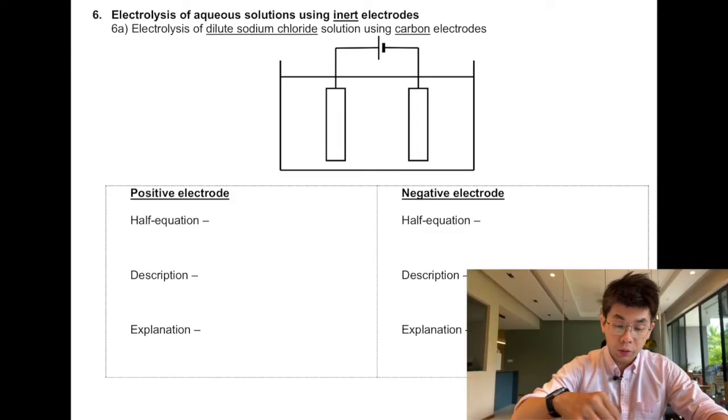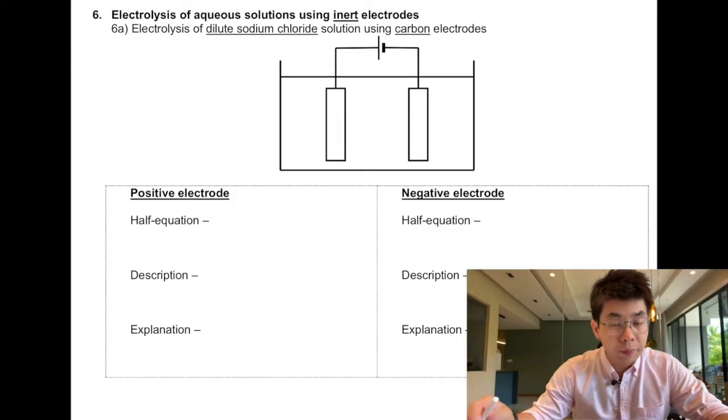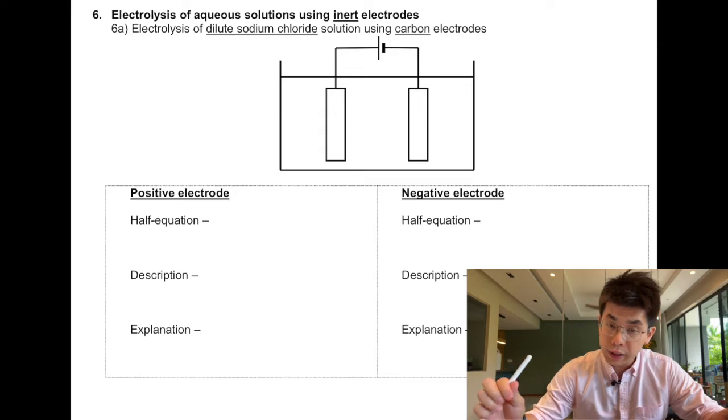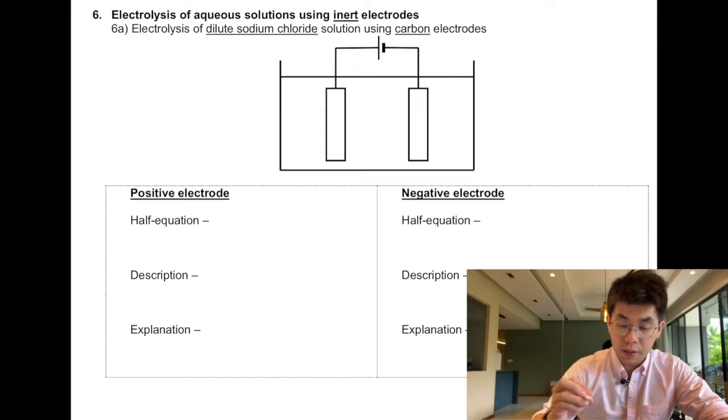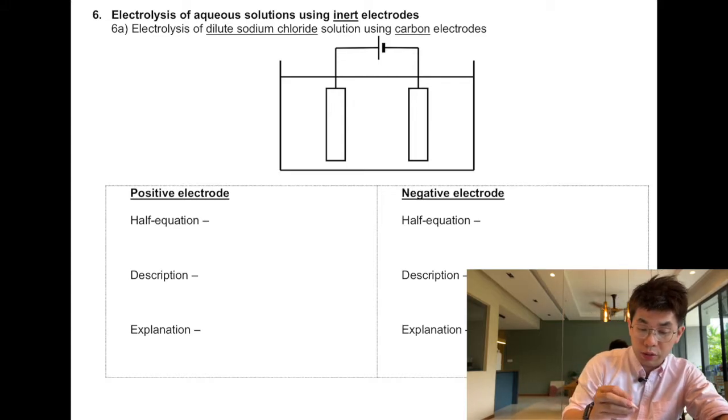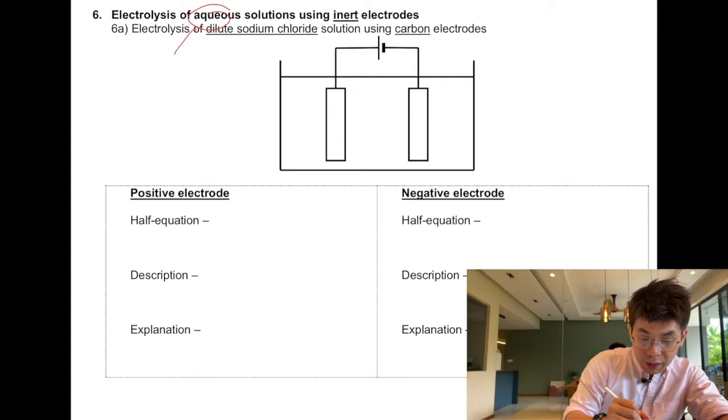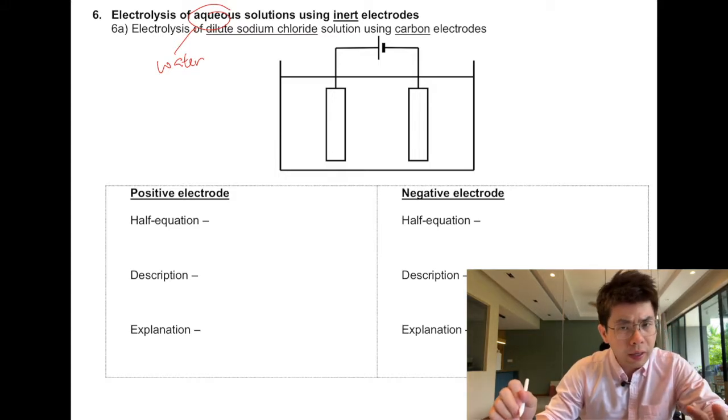Okay, hello everyone. So today we'll be doing another example of electrolysis. Today is slightly different, again, as usual. Now we're doing aqueous solutions. Aqueous solutions, when it's aqueous, means that there is water present. At this time we're doing dilute sodium chloride.